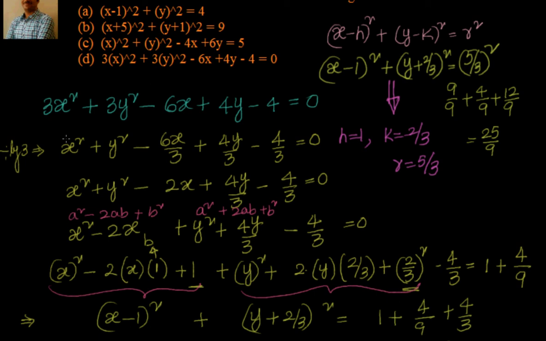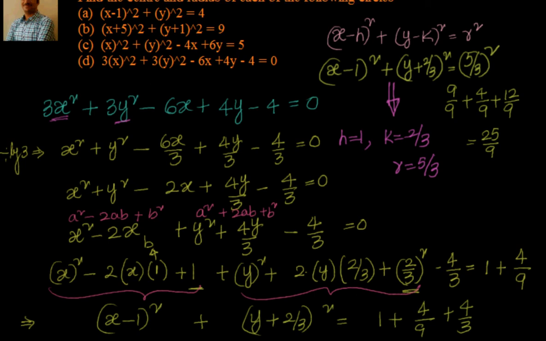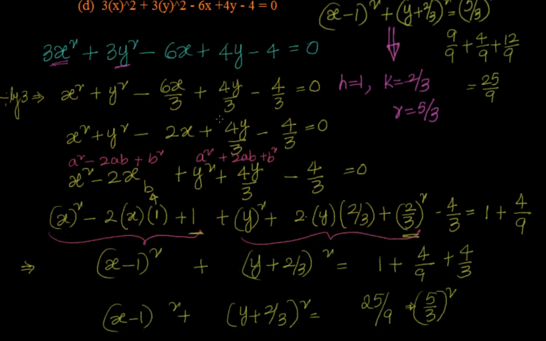Now what we have done, as we do with the completing the squares method, always you have to make sure that x square and y square have a coefficient of 1 so that you can convert them into a minus b whole square or a plus b whole square as needed. So the next step will be x square plus y square minus 2x plus 4y by 3 minus 4 by 3 equal to 0. Now we see that this is an incomplete square because you have a square minus 2ab, but you need to add b square. Similarly, you need to add b square in the next term too.